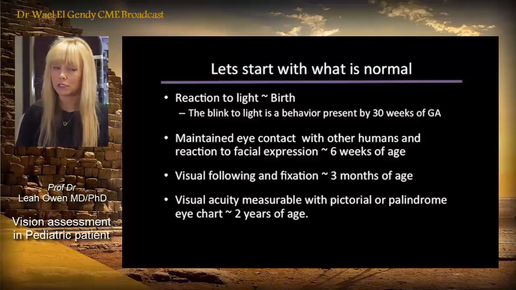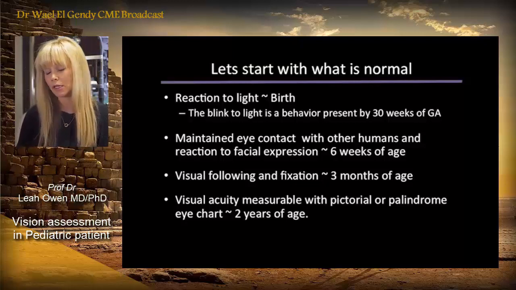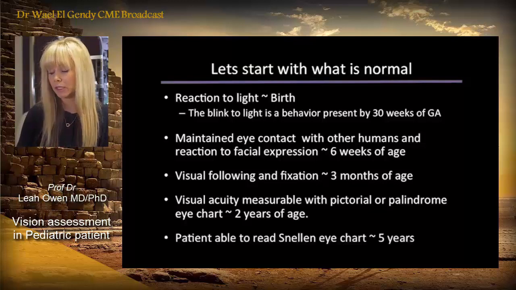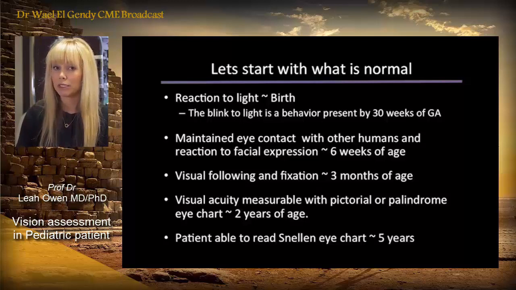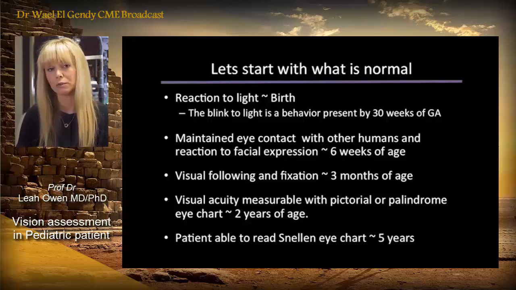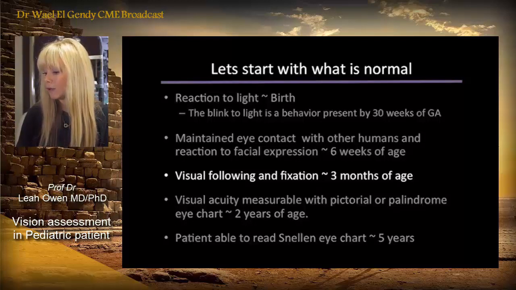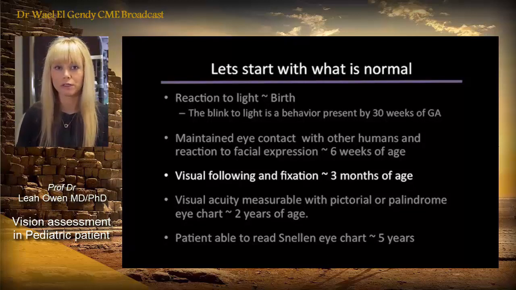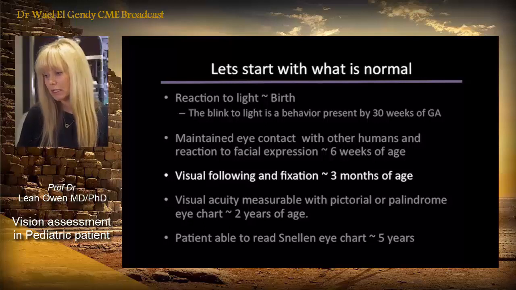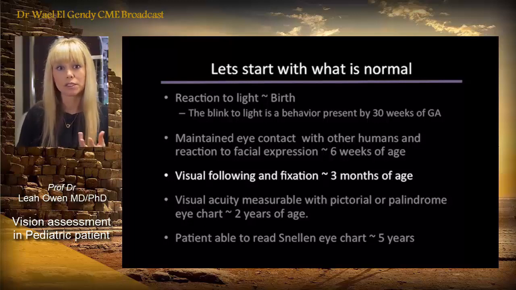And then we can start to measure a formal visual acuity in terms of reading numbers and letters on an eye chart around about 2 years of age, depending on the child. And finally, at 5 years of age, we like to reliably see that the child can read the Snellen eye chart that we're most familiar with and that we test adult vision with. So let's now focus on the first two parameters, which are fairly self-explanatory: blink to light and fixation on faces.